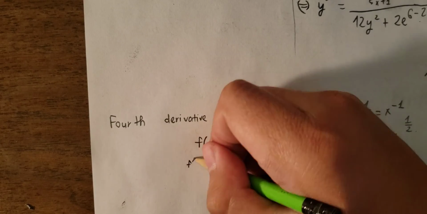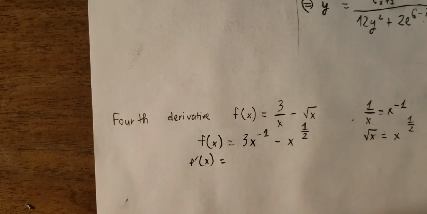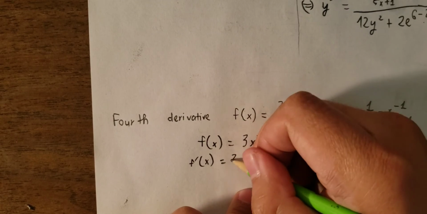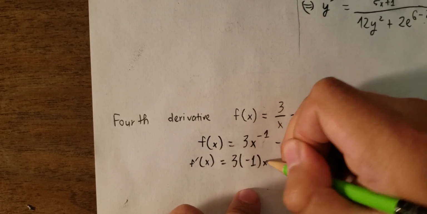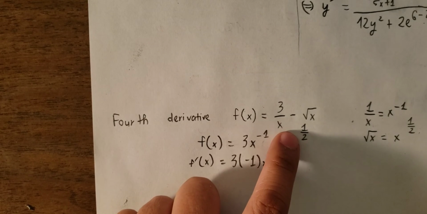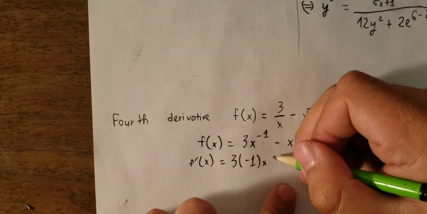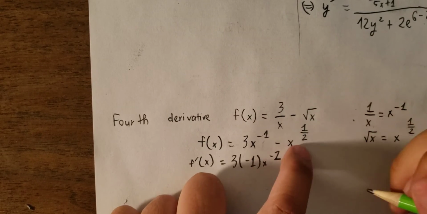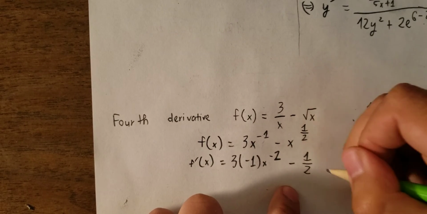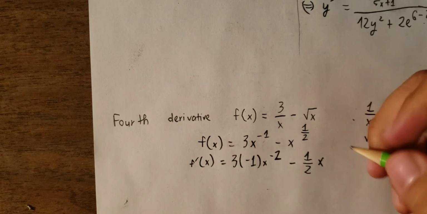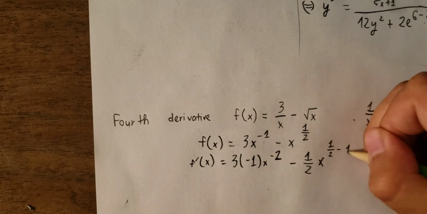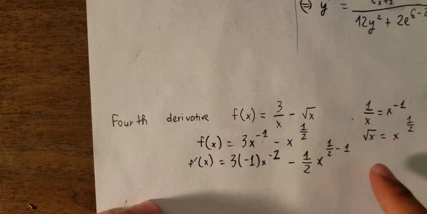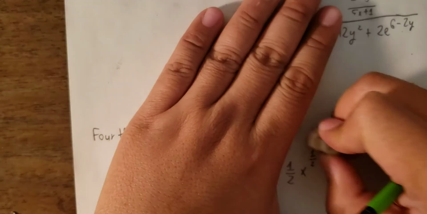First derivative, we have the minus 1. When we put the minus 1 outside, minus 1, then we have to minus 1 again, so we got minus 2. We have 1 over 2, we put outside. In here, 1 over 2 minus 1 again. And this one will become minus 1 over 2.